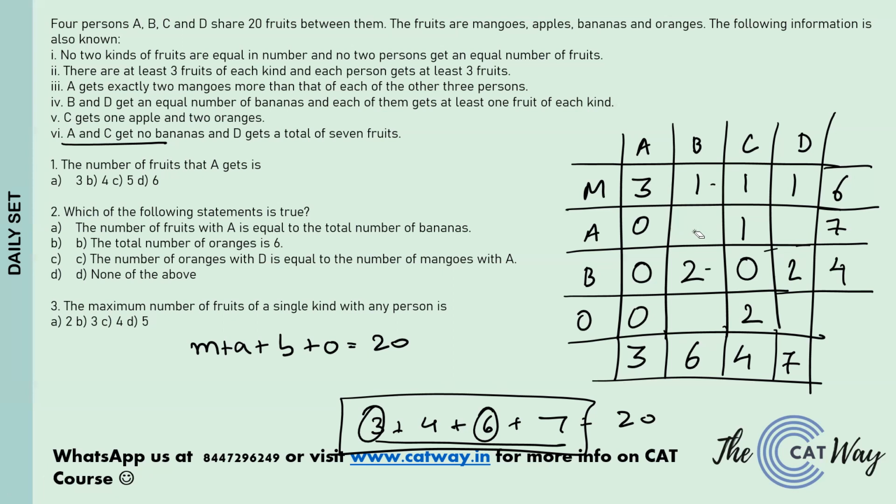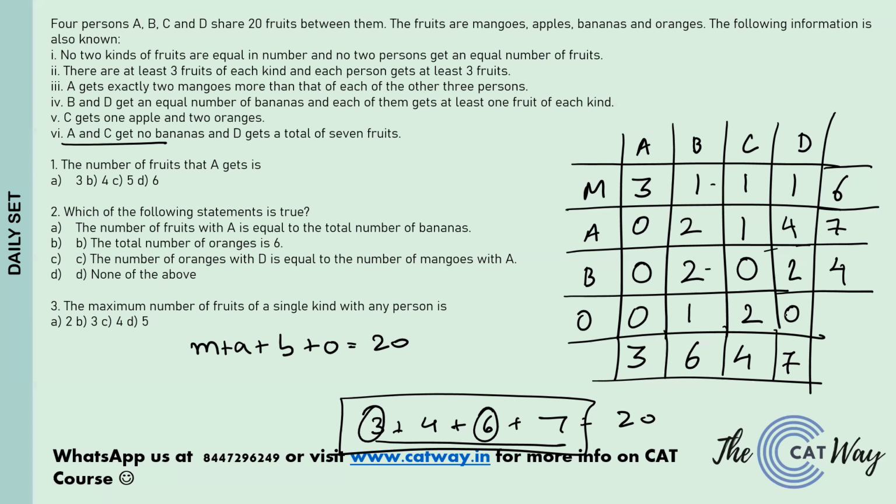That means in the case in which there are 7 apples, B can take a maximum of 2 apples, and D will have to take 4 apples. In that case, B will get one more orange. B will have one orange, whereas D will have 0 oranges.